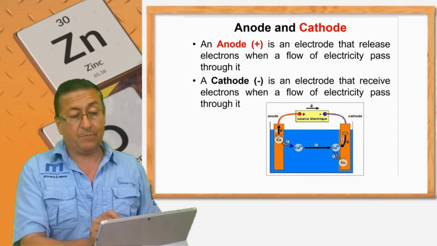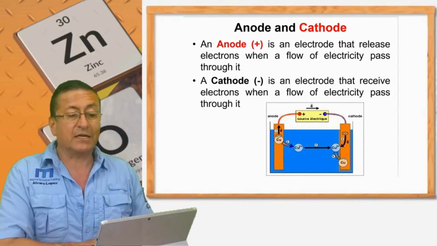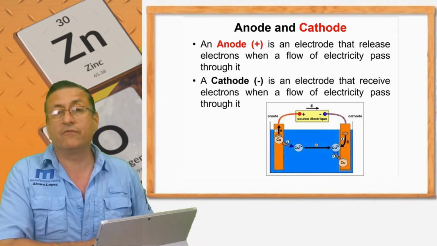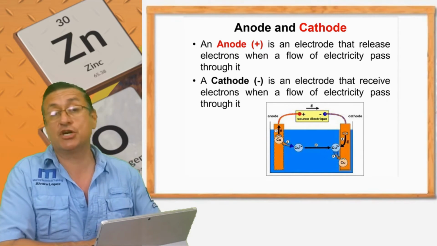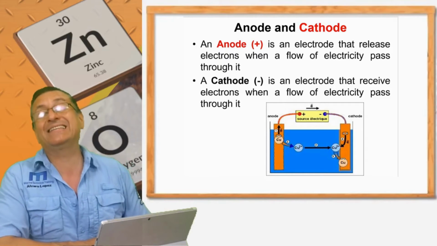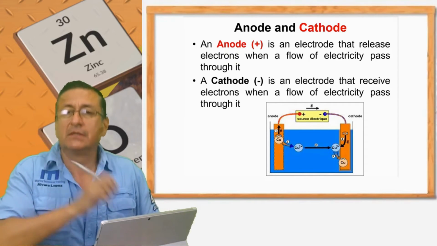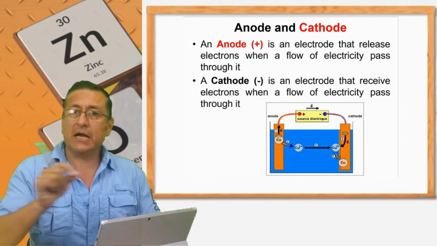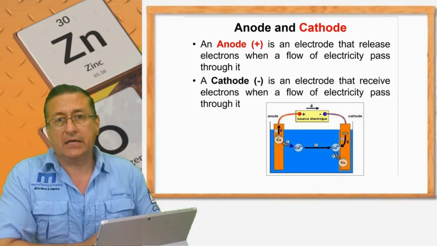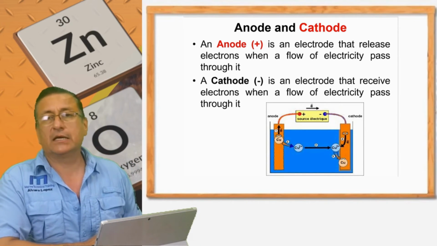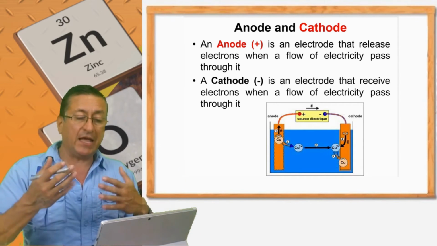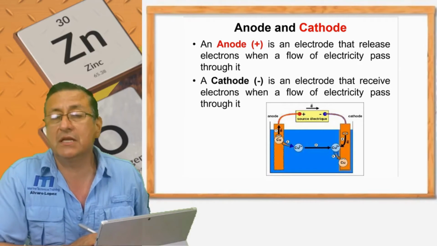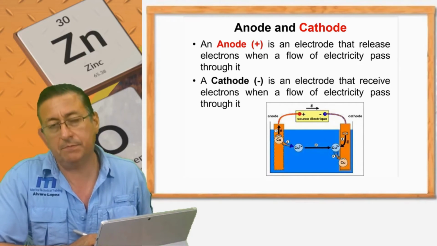The anode, the positive, is the electrode that releases the electrons when a flow of electricity passes through it. It is the anode, and the charge is positive. And the second one is the cathode. Please verify your book and change that name. The cathode, negative, is the electrode that receives the electrons when the flow of electricity passes through it. Alright, please make the correction.